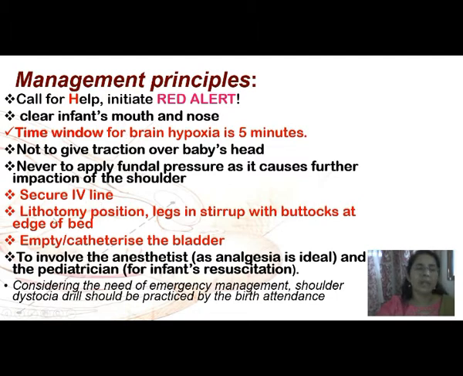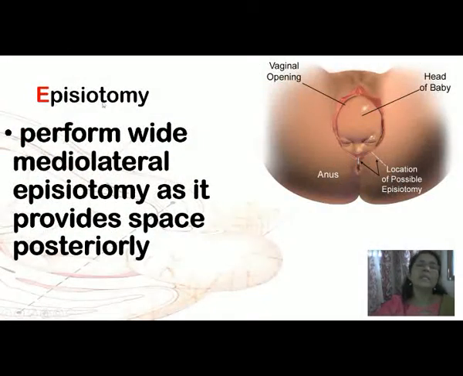So we have to start an IV line and provide the lithotomy position, legs in stirrups with the buttocks at the edge of the bed, and empty the bladder by catheterizing. Then involve the anesthetist, as sometimes analgesia is ideal. That's why we have to call the anesthetist and the pediatrician, as infant resuscitation may be necessary. This is the preliminary management. Considering the need for emergency management, a shoulder dystocia drill should be practiced by the birth attendants. Very important.